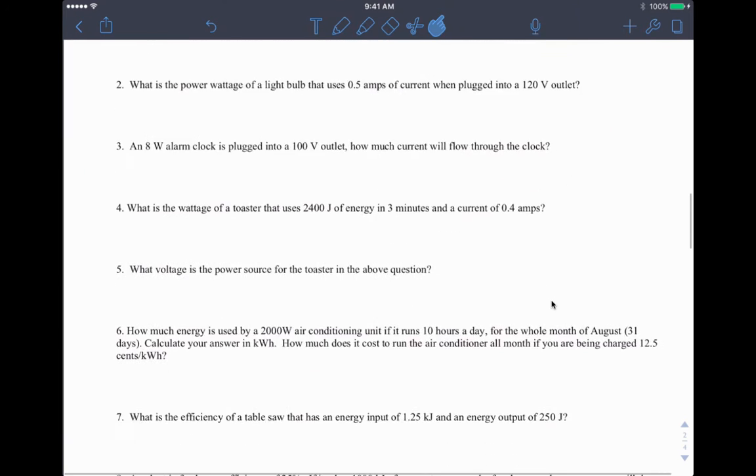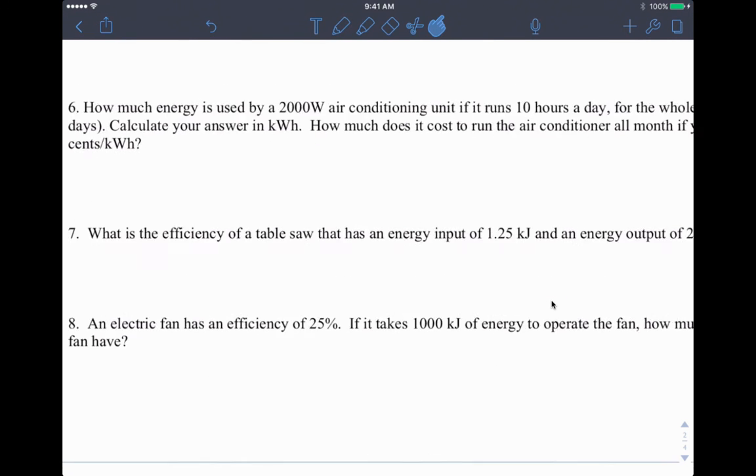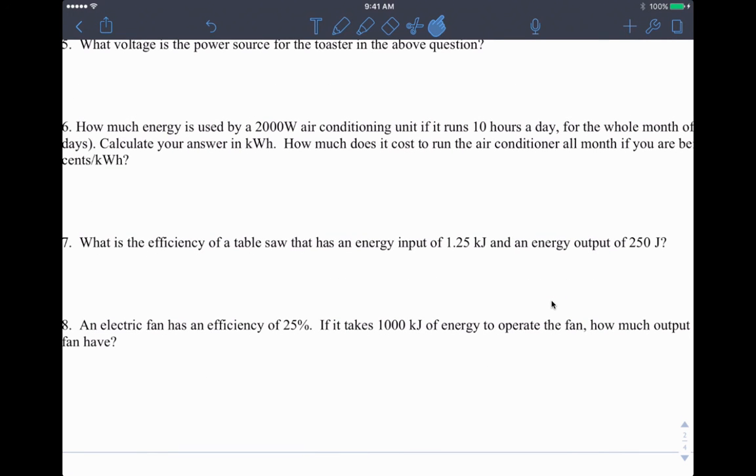I want to do just one of those with you. I'll do number 7, and then I'll let you try number 8 on your own. Number 7 says, what is the efficiency of a table saw that has an energy input of 1.25 kilojoules and an energy output of 250? This is going to be my input, and this is going to be my output.